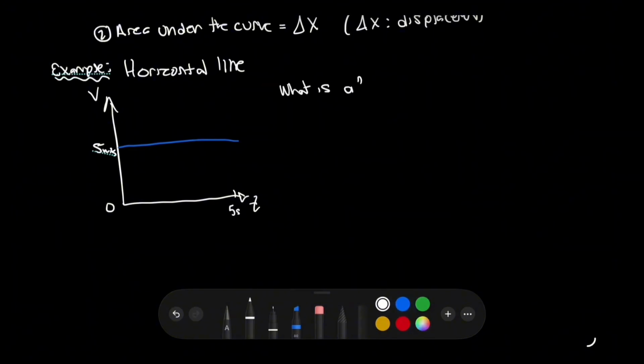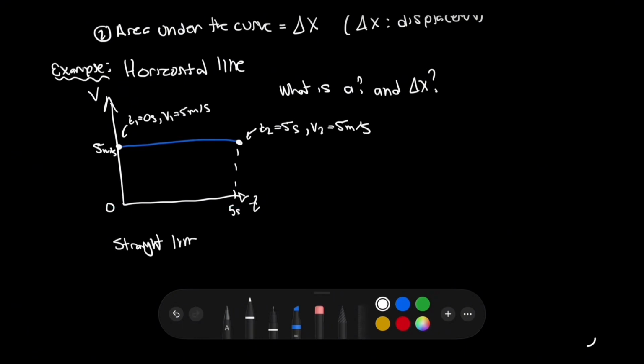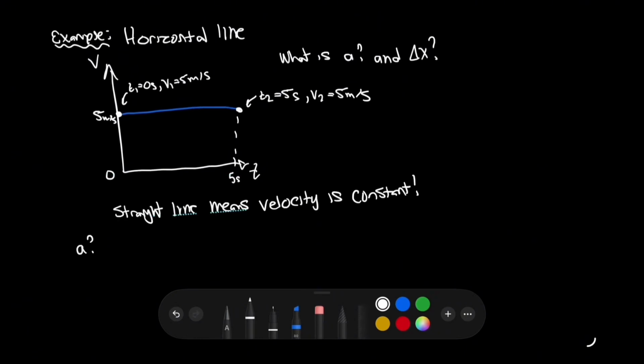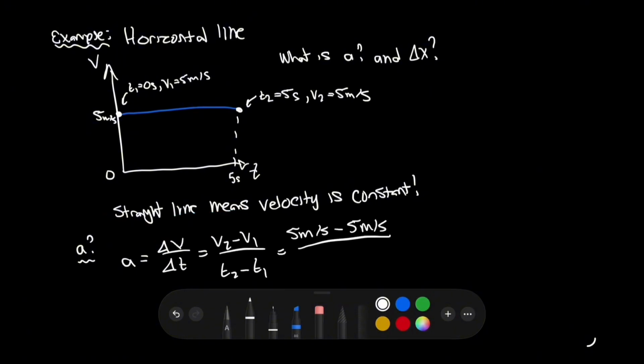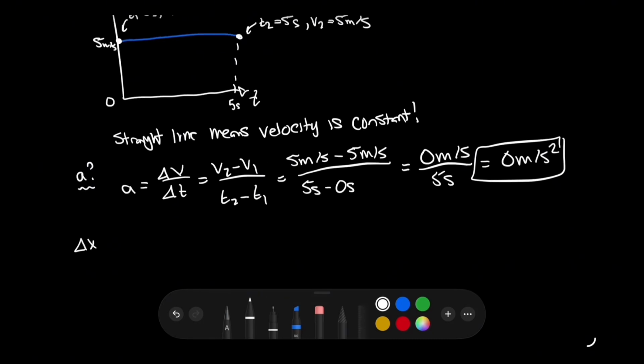But what does this mean for the acceleration and the displacement? So if we define the point 1 and point 2 as so, a straight line means the velocity is constant. And so if we apply the acceleration equation equal to change in velocity over change in time to these 2 points, we find that the acceleration is equal to 0. But what about the displacement?